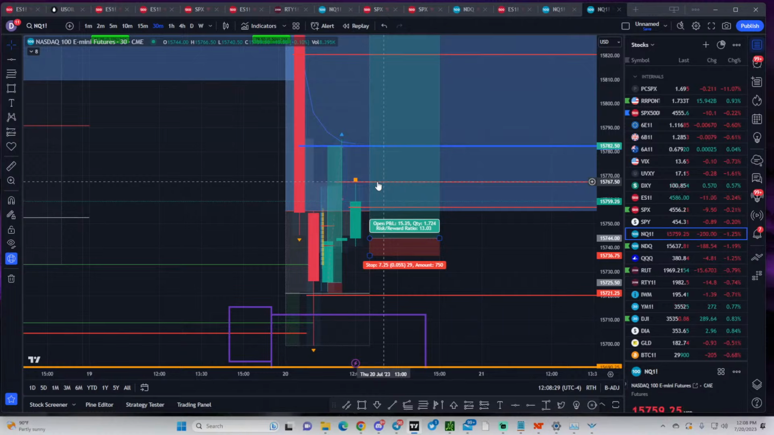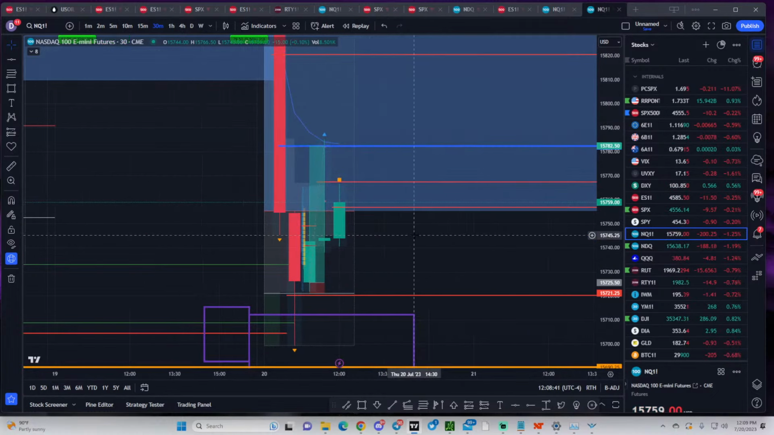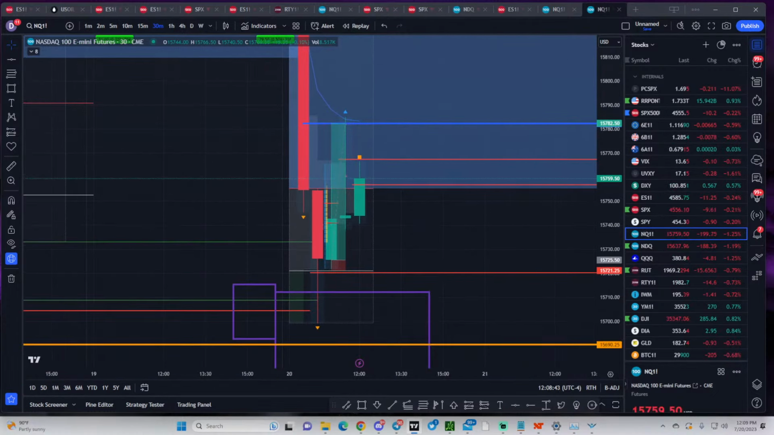But you gotta respect the one-time framing. Ideally, you don't want to. I know you probably want to sell it right here, 67. You want to be a seller, but you're one-time framing up, so you don't want to do that. What you want to do is wait to see the next candle.